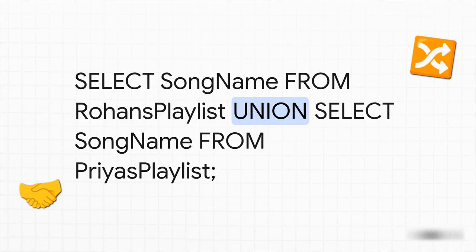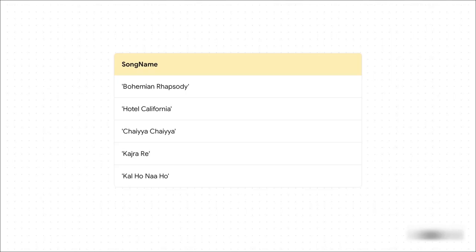It just cleans up the list for you. And the best part? The code for this is ridiculously simple and easy to read. You just write your first select statement, type the word union, and then write your second select statement. That's it. You're basically just telling the database, hey, give me the unique combo of these 2 lists. And boom, here's what you get back. One single unified playlist. Now look closely. Remember Chaya Chaya? It was on both of their lists, but in our final result, it only shows up once. That's union doing its job perfectly, making sure we have a clean master list with no repeats.